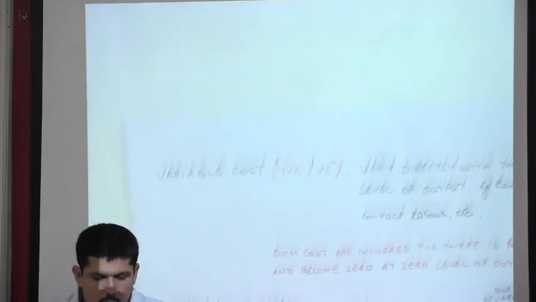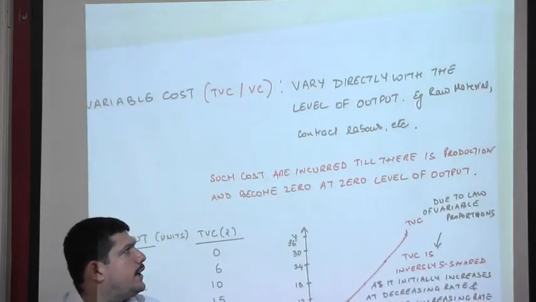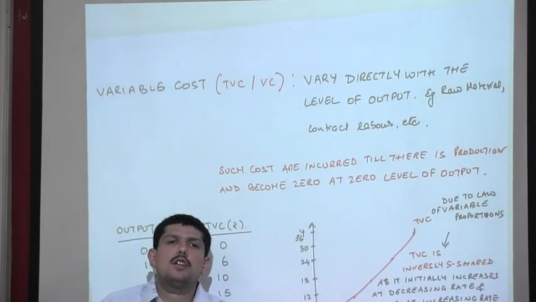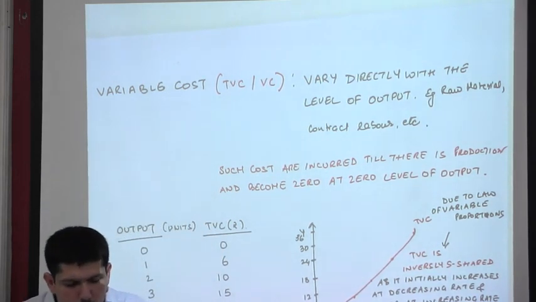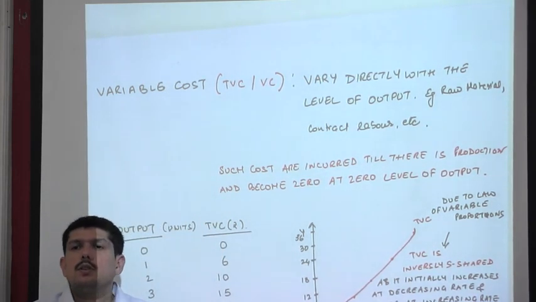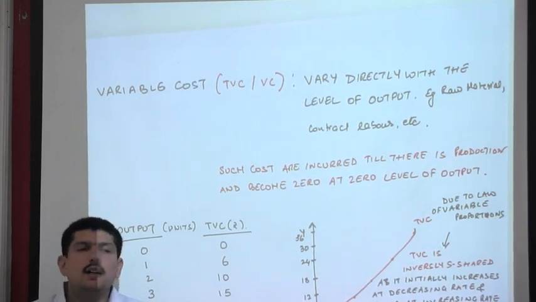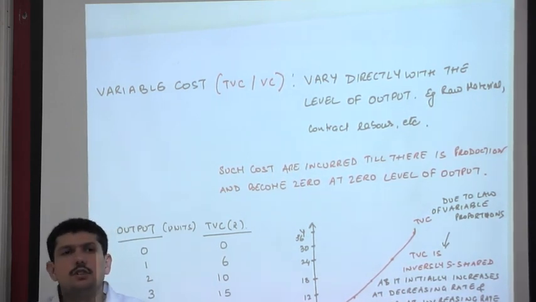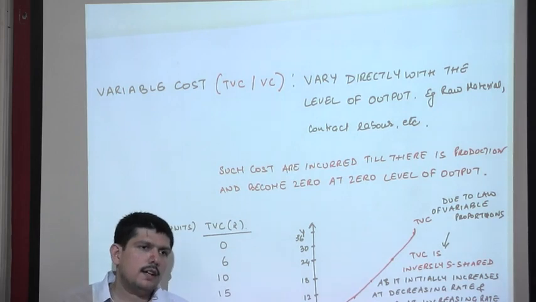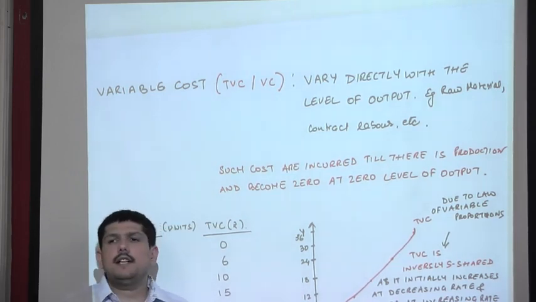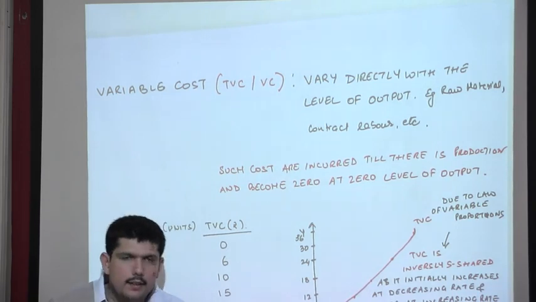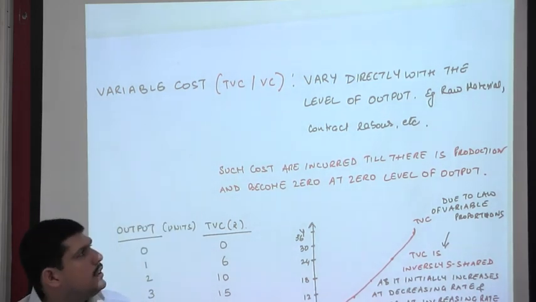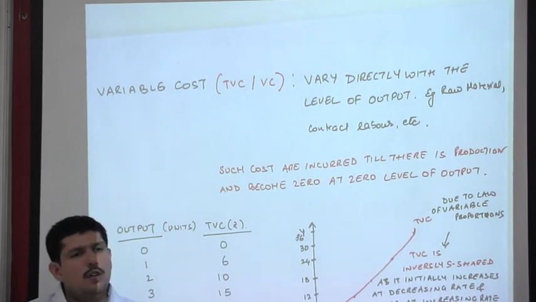Okay? Then we move on to the variable cost. What is variable cost? These are costs which vary directly with the level of output. Let's say if I want to produce 100 shirts, I will need raw material for 100 shirts. If I want to produce 1000 shirts, I will need raw material for 1000 shirts. And if I don't want to produce anything, I don't need to buy any raw material. So these are costs which will vary directly with the level of operation.